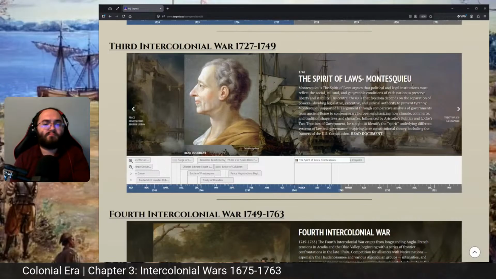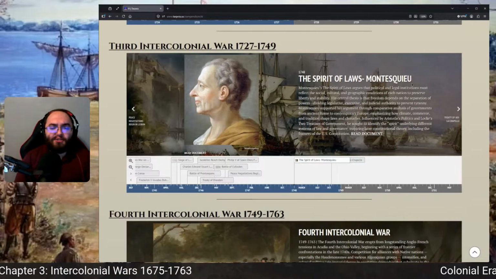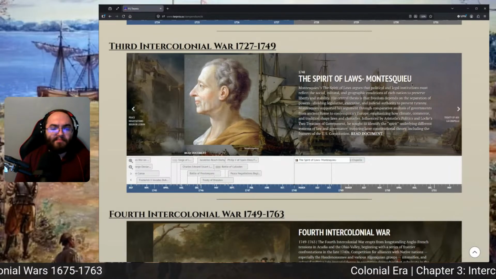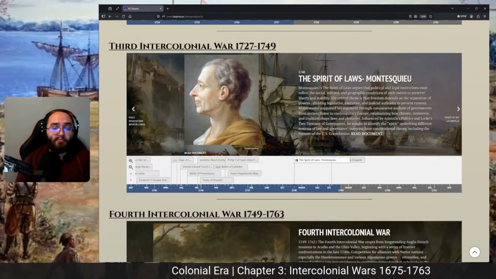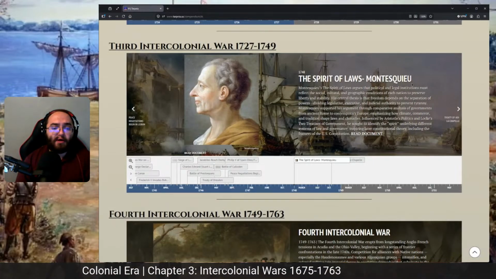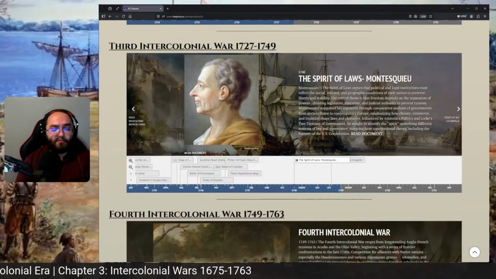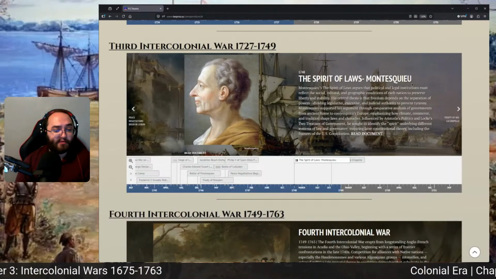The Spirit of Laws by Montesquieu. And this is another very interesting read and a very influential political treatise, which will impact the Founding Fathers and the framers of America and the Constitution.